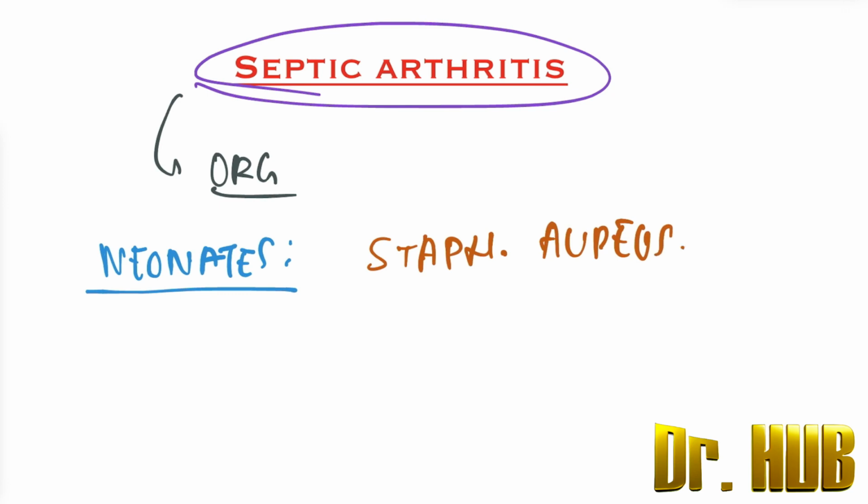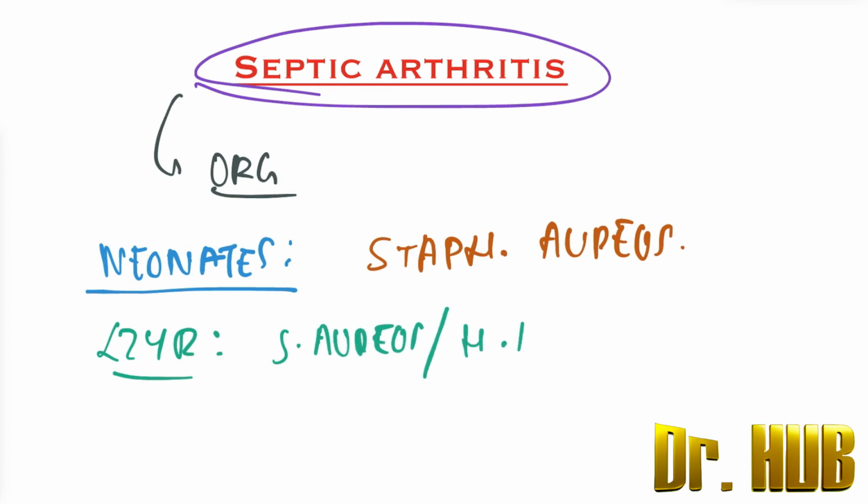Now, to be very specific, in ages less than 2 years, it is going to be Staph aureus as well as Haemophilus influenzae. Next, in the age group greater than 2 years, it is going to be Staph aureus.